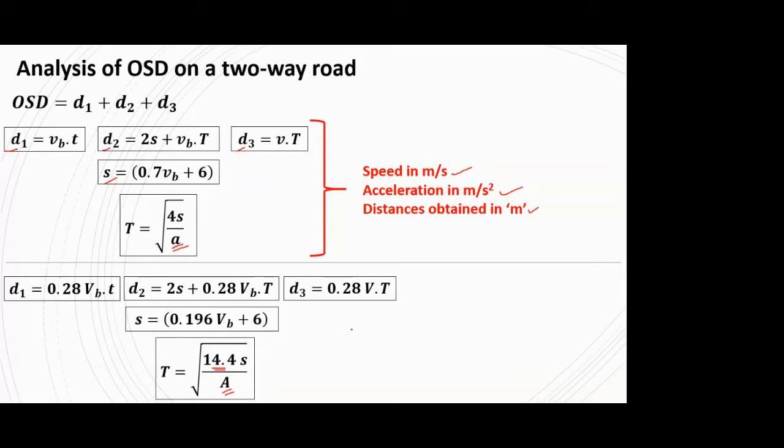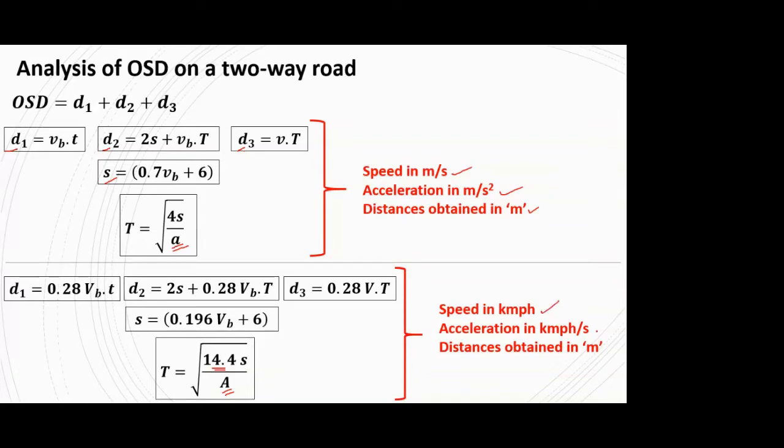And D3 is 0.28 into V into T. So in all these formulas, the speed is in kmph and the acceleration is in kmph per second. It's not in kilometer per hour square, but kmph per second. And again, the distances obtained, the D1, D2, D3 and S values, will be in meters as they are. They will not change into kilometers because we have applied the conversion factors in the formula itself.